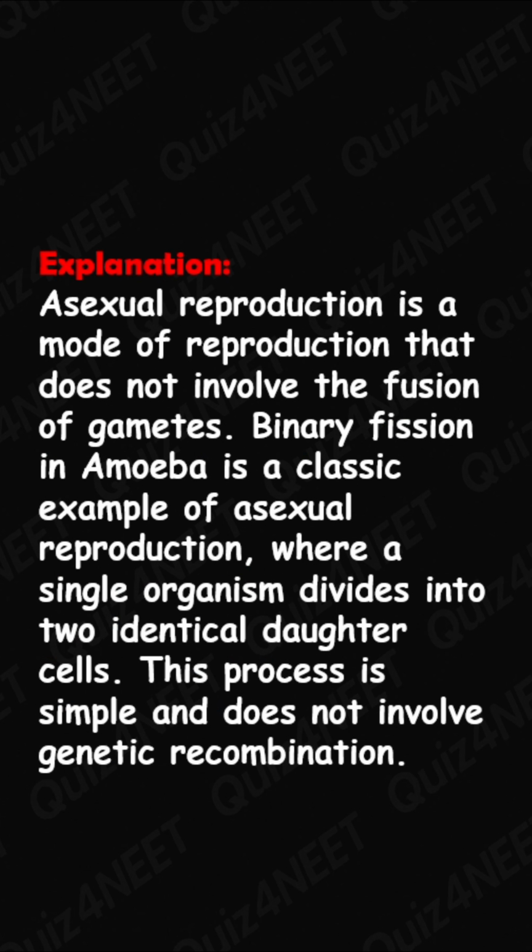Explanation: Asexual reproduction is a mode of reproduction that does not involve the fusion of gametes. Binary fission in amoeba is a classic example of asexual reproduction, where a single organism divides into two identical daughter cells. This process is simple and does not involve genetic recombination.